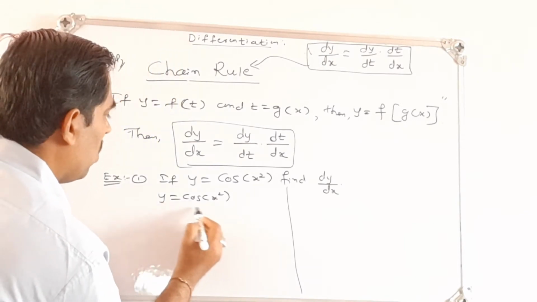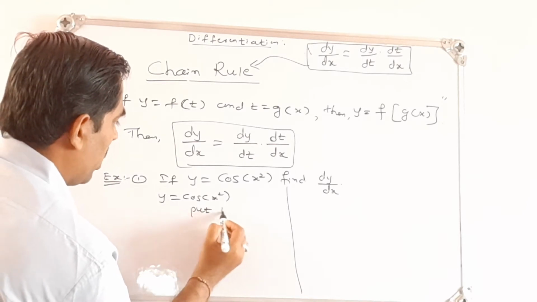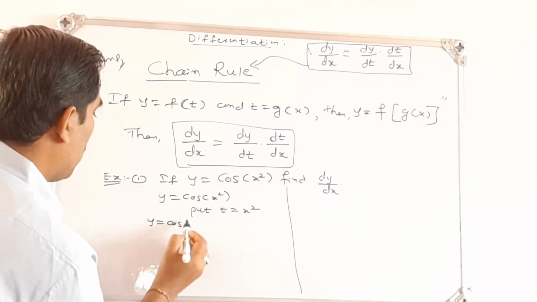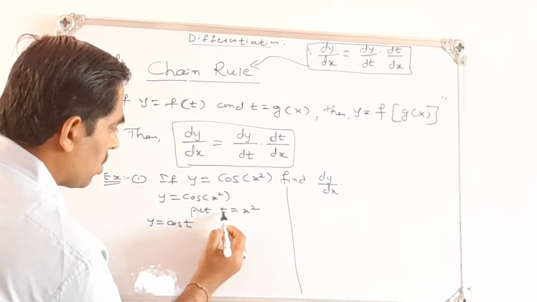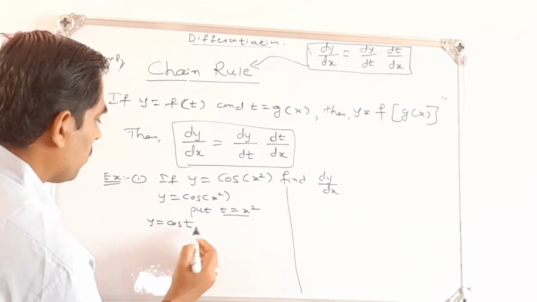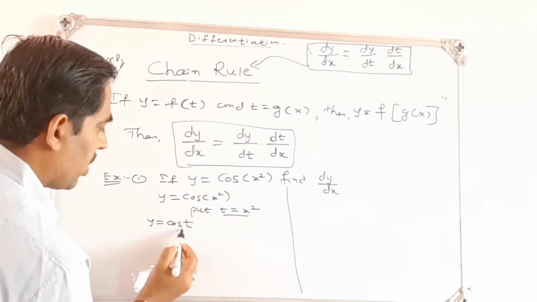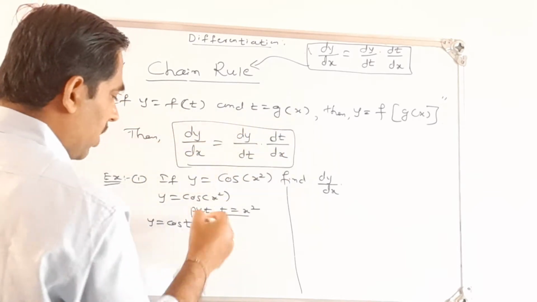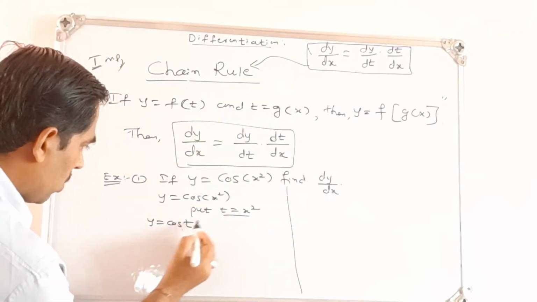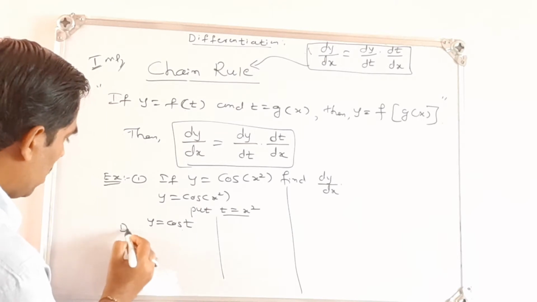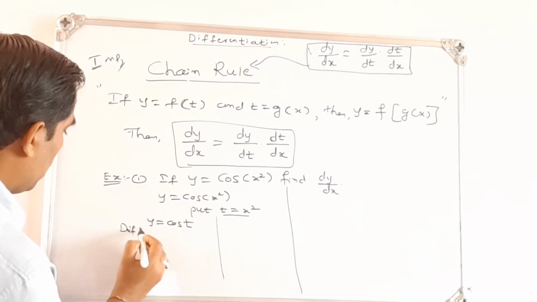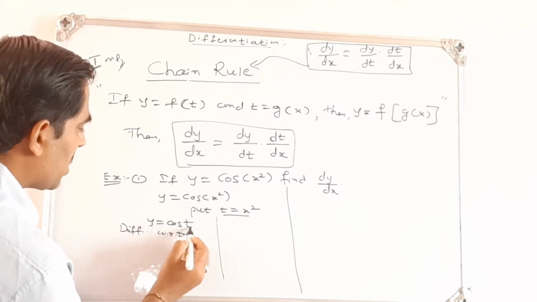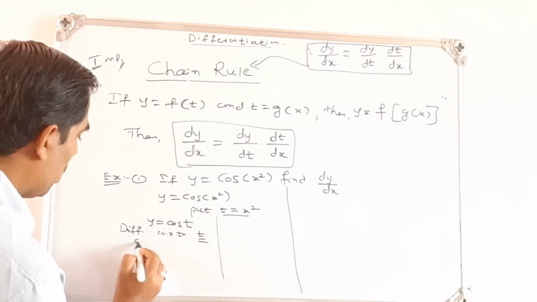So what I will do here is put t is equal to x square, then this becomes y is equal to cos t, where t is x square. You see, y is a function of t and t is a function of x. So it is a function of a function. Then you differentiate this. Y is expressed as a function of t, so differentiate with respect to t.